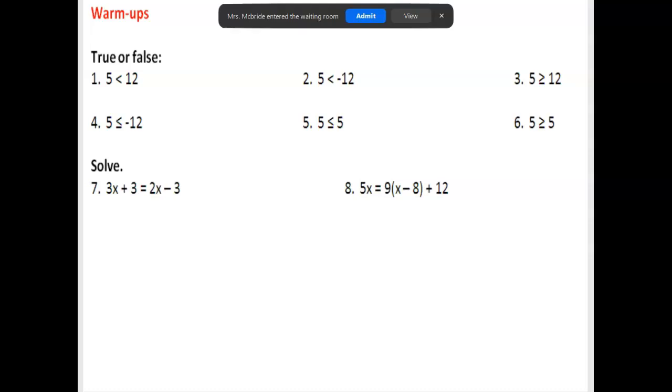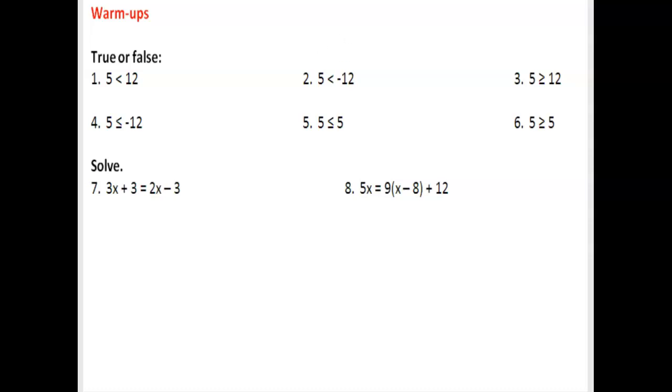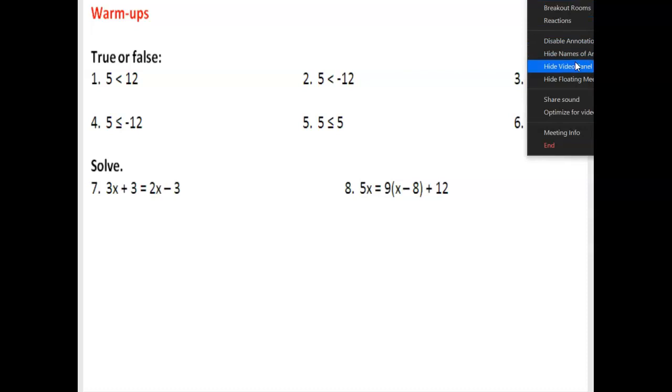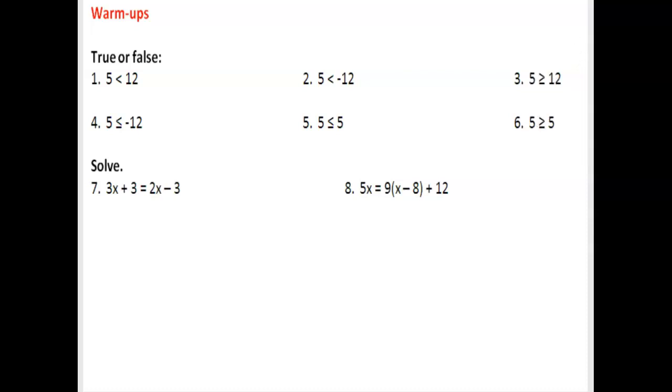Number 1 is true. 5 is less than 12. So number 1 is true. Number 2 is 5 less than negative 12. That is false.